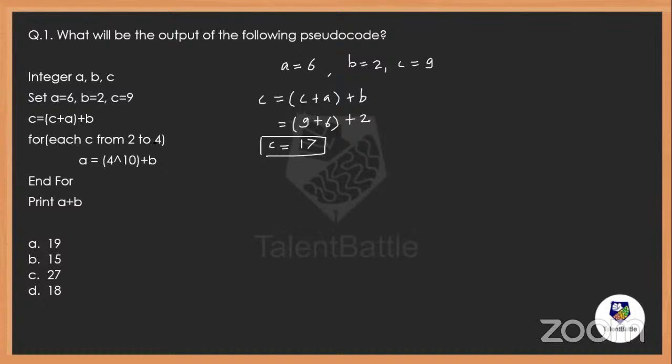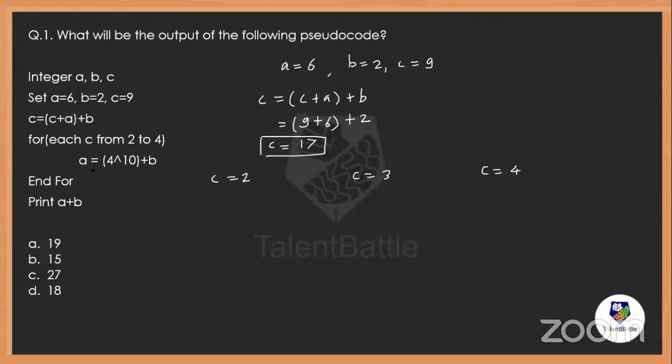They are giving us the instruction that this loop is going to get executed for the value of C from 2 to 4. Means C is equal to 2 will be the first iteration, C is equal to 3 the second iteration, and C is equal to 4 the third iteration. These are nothing but the number of iterations.